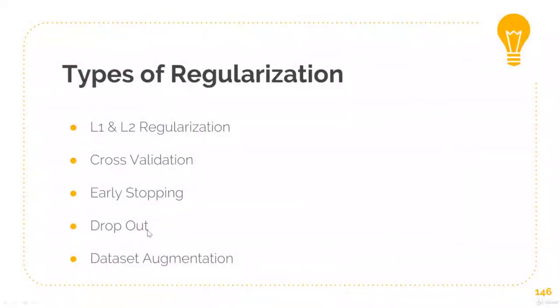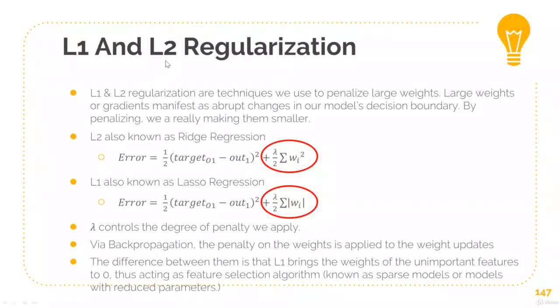So there are a few types of regularization. There are actually more than this, but these are the basic types: L1, L2 regularization, cross-validation, early stopping, dropout, and data augmentation. Let's look at L1, L2 regularization. These are techniques that we use to penalize large weights. Large weights or gradients manifest themselves as abrupt changes in our model's decision boundary, and by penalizing them, we're effectively making them smaller.